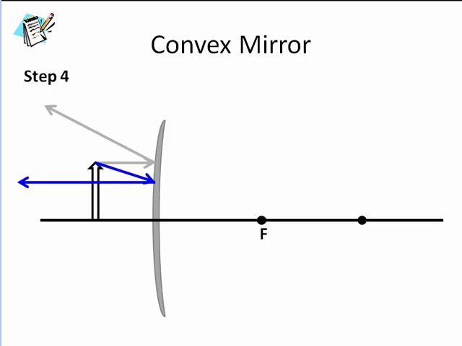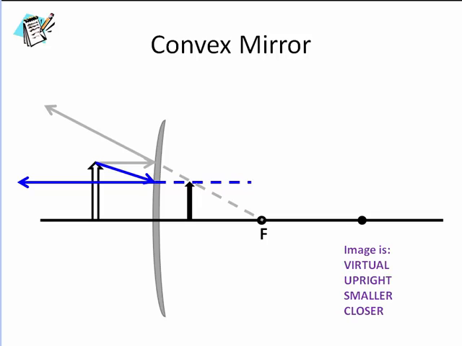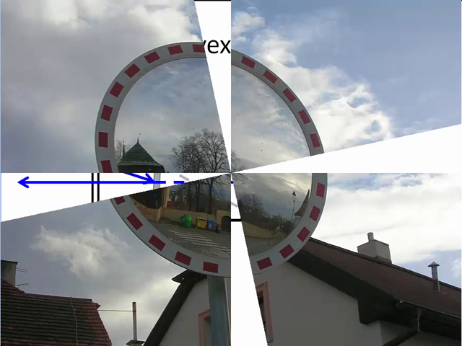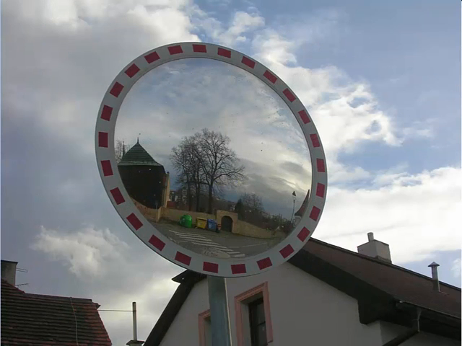Since the real rays of light don't intersect, dash them back to get an intersection point of the virtual rays. Draw your image, and you'll notice that it's upright and virtual, smaller than the object, and closer to the mirror than the object. This is how mirrors on your car, the security mirrors at a store, and the mirrors so drivers can see around curves all work. You get a smaller, upright image of things happening around you.